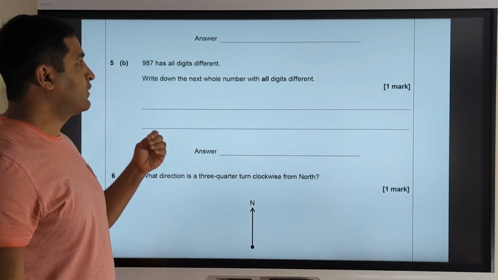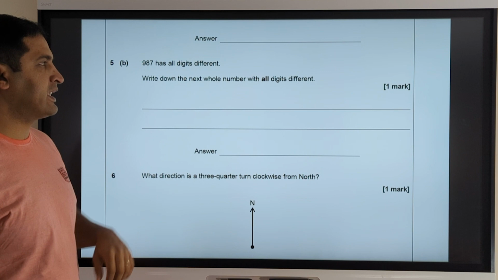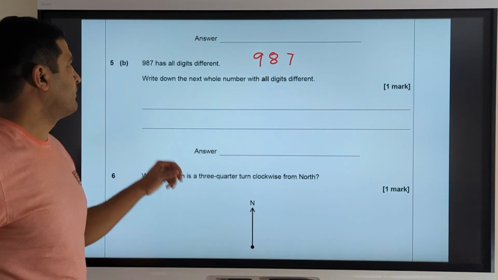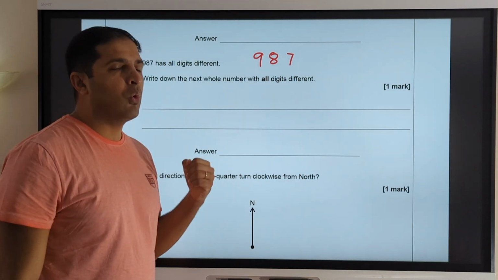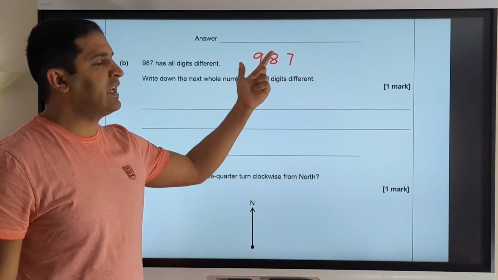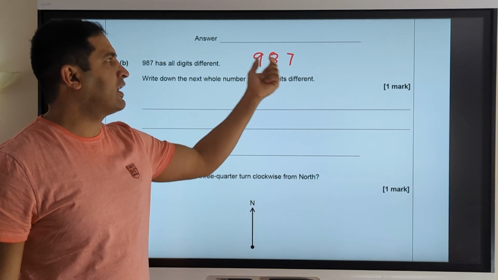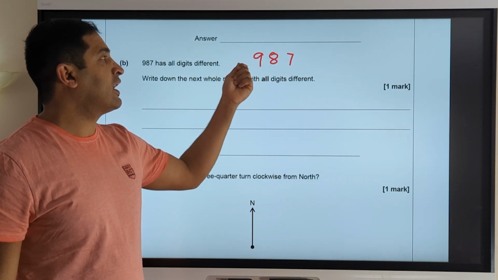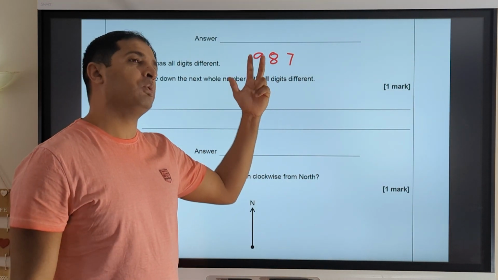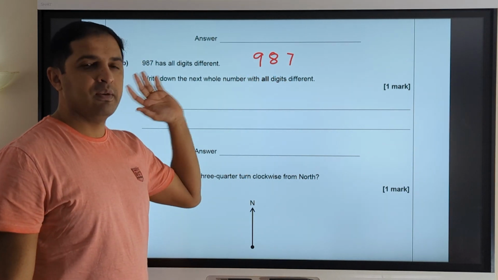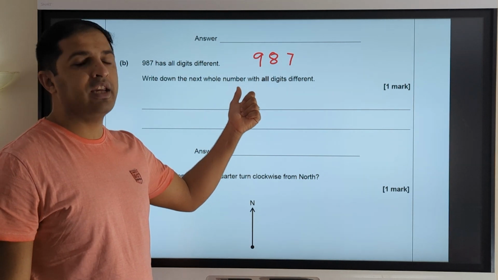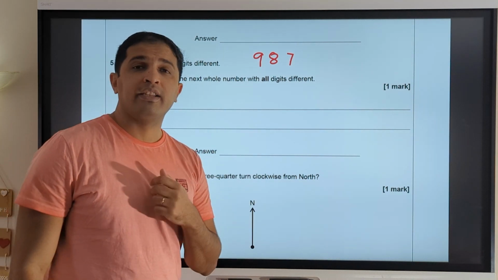987 has all digits different: 9, 8, and 7. They're all different. Write down the next whole number with all digits different. So if you think about it, if I go 988, 989, then 990, so 2 9s. We can't have anything from 990 all the way to 1000. We won't get anything that has all different digits because you've got 990, 991, 992, 993, 994.